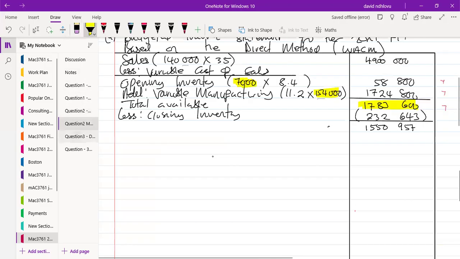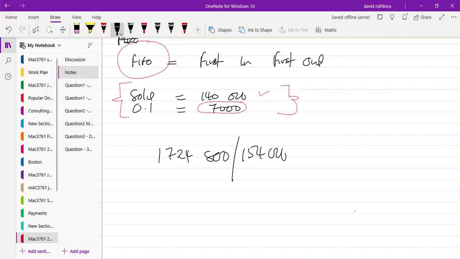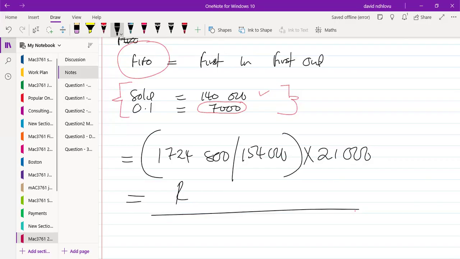So we'll go to a calculation. What is the current production cost? The current manufacturing cost, which is your variable manufacturing cost, is 172,800. So we're going to say 172,800, which is only for current production, divided by the current units produced. We will have the cost per unit, and then we'll multiply that by 21,000 units. So this is how we would have calculated if we were using the FIFO method. We would have ignored opening inventory in this calculation.